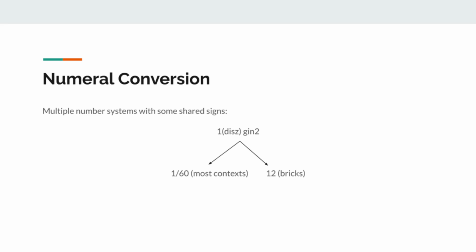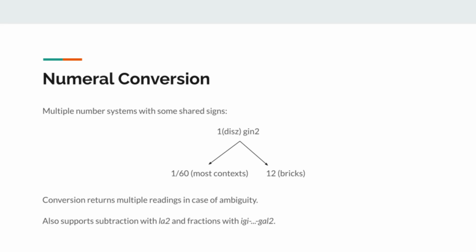Because of complications like this, when our conversion encounters an ambiguous number, it produces a list of possible readings, where each reading is labeled according to the number system which produces it. This ensures that users are aware of the potential ambiguity, and allows them to choose the correct disambiguation based on the context that the number came from. The conversion also supports subtraction, written using la in Sumerian, and small fractions, recorded with the circumfix gal.